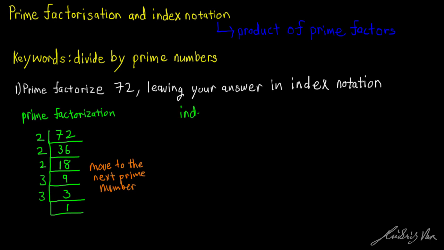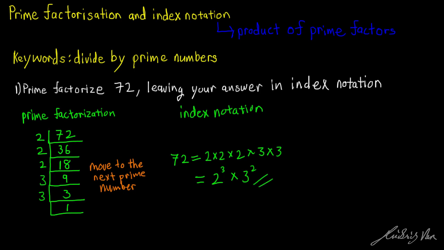For index notation, it is actually very simple. From our prime factorization, we can tell that 72 is equal to 2 times 2 times 2 times 3 times 3. And this will be equal to 2 to the power of 3 times 3 to the power of 2. So it is just simplifying the long product of the prime factors.